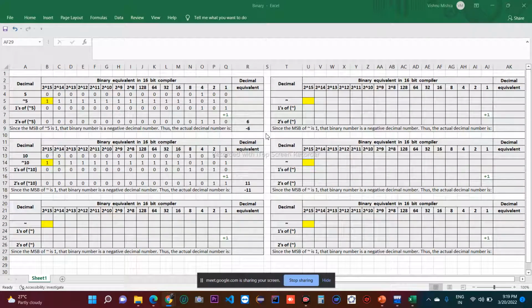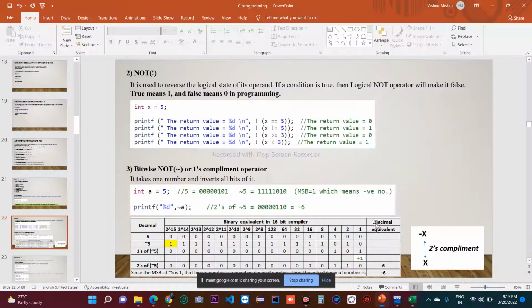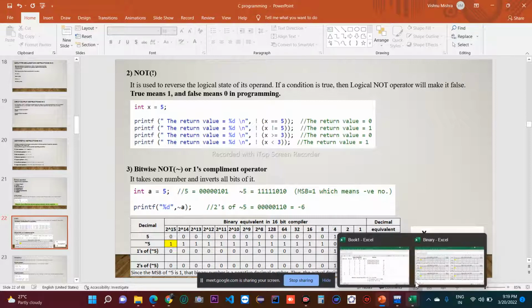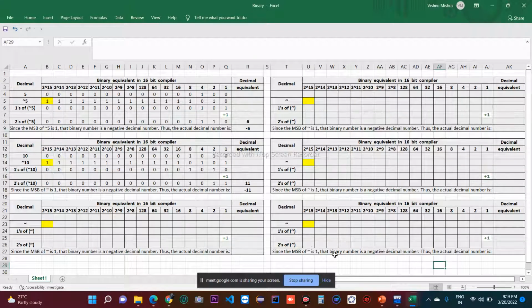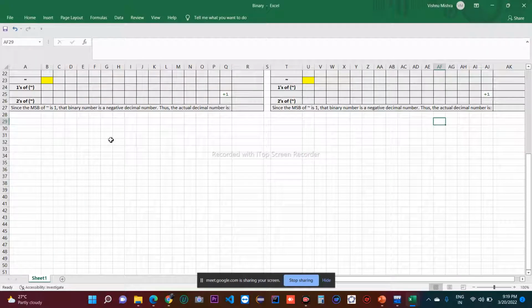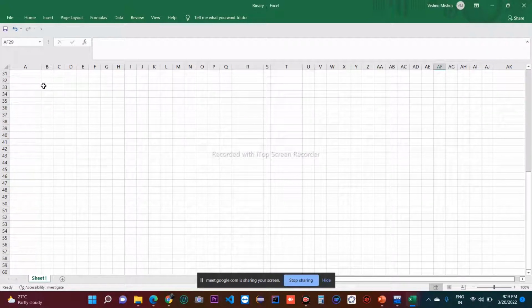Now let's understand what is bitwise not. Bitwise not is also called ones complement. सबसे पहले जानते हैं कॉम्प्लीमेंट क्या होता है, वंस कॉम्प्लीमेंट एंड टूस कॉम्प्लीमेंट. व्हाट आर दीज?